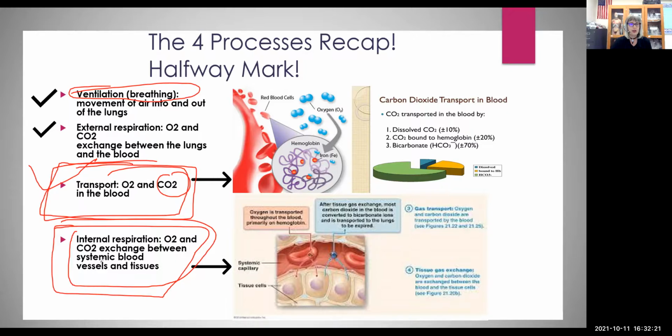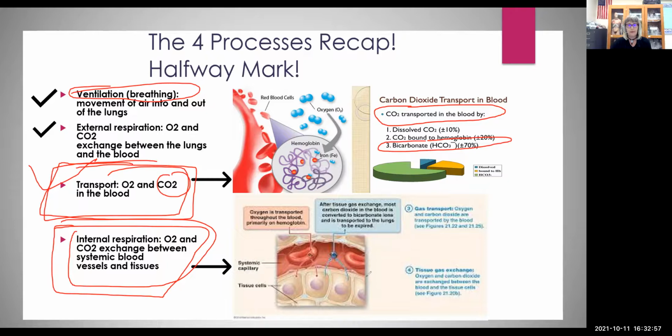O2 and CO2 are exchanged between the systemic blood vessels at the capillary level and the tissue. So what you're looking at here is that the red blood cells carry oxygen in your hemoglobin molecules. Here's a hemoglobin molecule with the iron, the 4 iron sites, and the 4 binding sites for oxygen. The carbon dioxide, which is transported in the blood, is going to be brought back via the venous system. It's either dissolved CO2 or CO2 bound to hemoglobin or bicarbonate, which can easily convert to a gas, CO2, at the alveolar level.